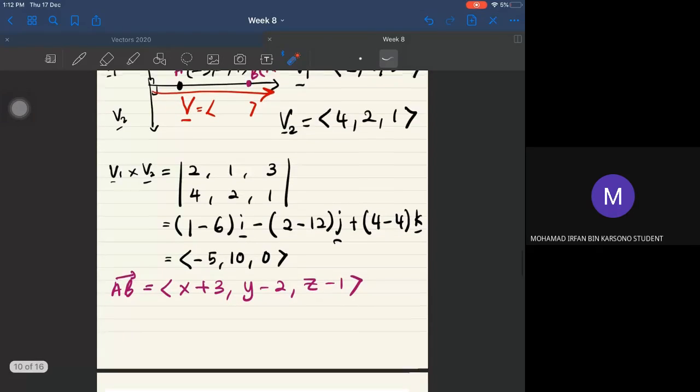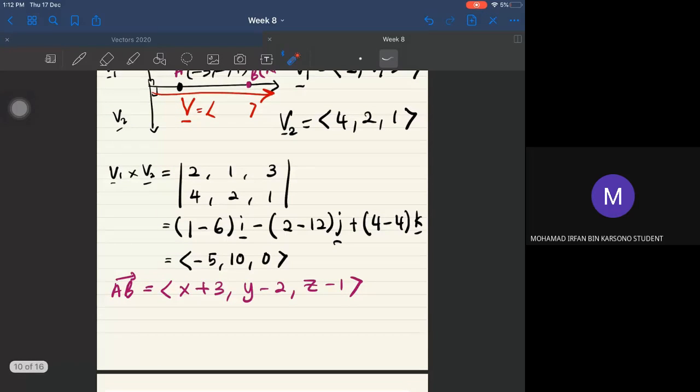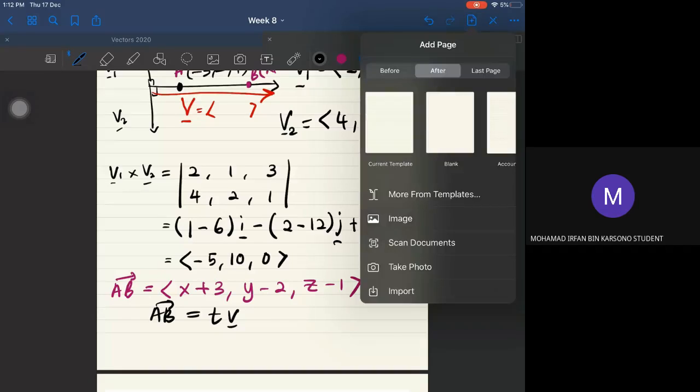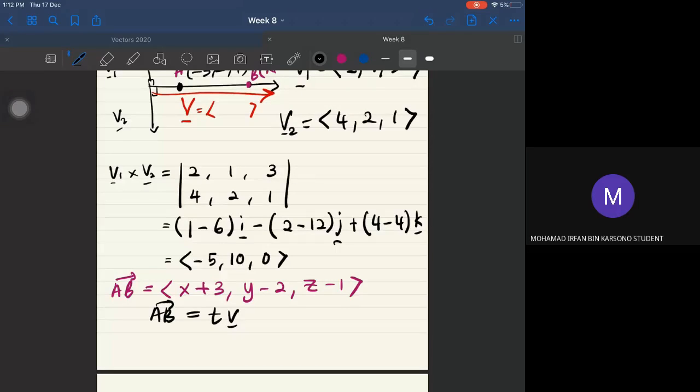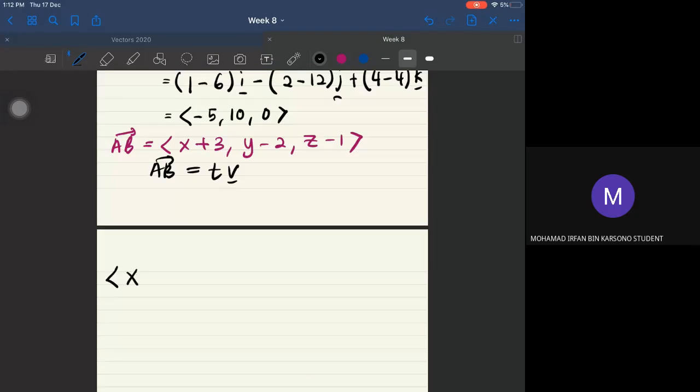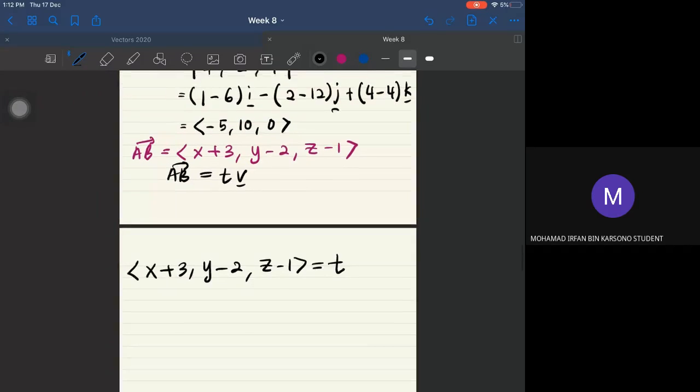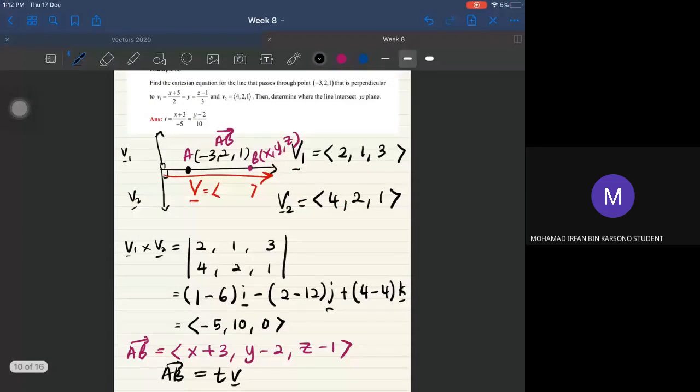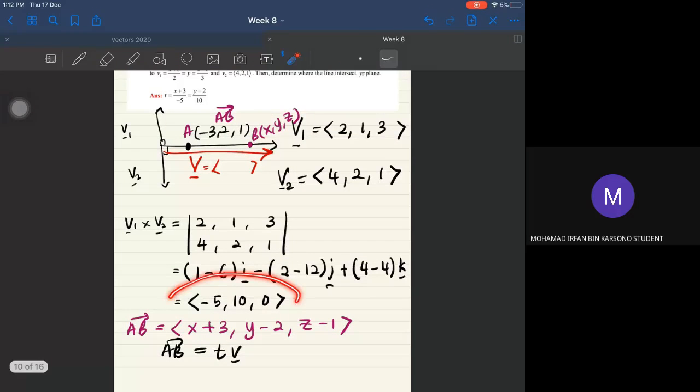Okay, this one. So kita dah dapat AB, so kita akan buat AB sama dengan PV. Okay, so vector AB is equals to x plus 3, y minus 2, z minus 1 is equals to T. So what is your vector V? Vector V here refers to this one. Okay, negative 5, 10, 0.